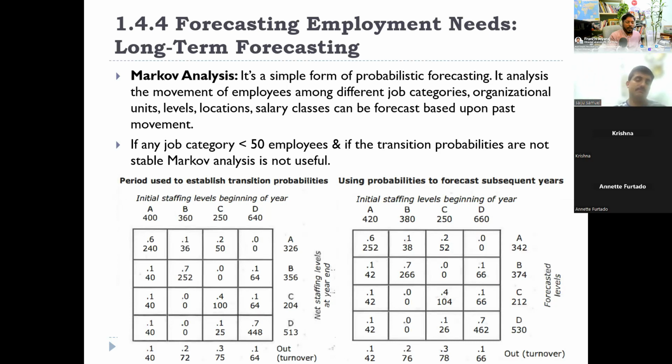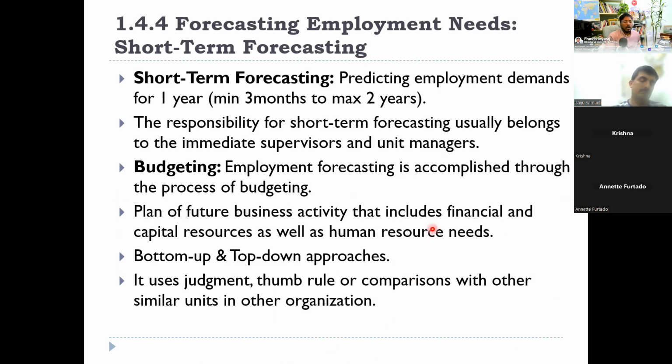Okay. Next one, we'll have short-term planning, short-term forecasting. We have time.